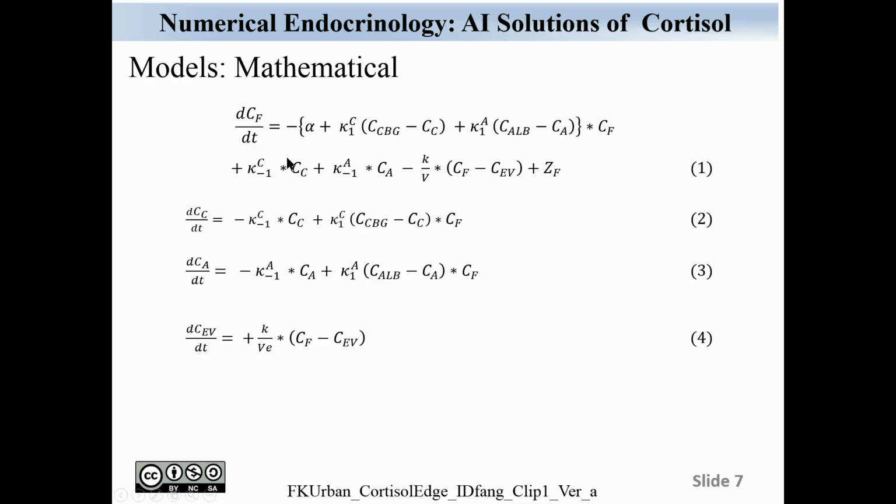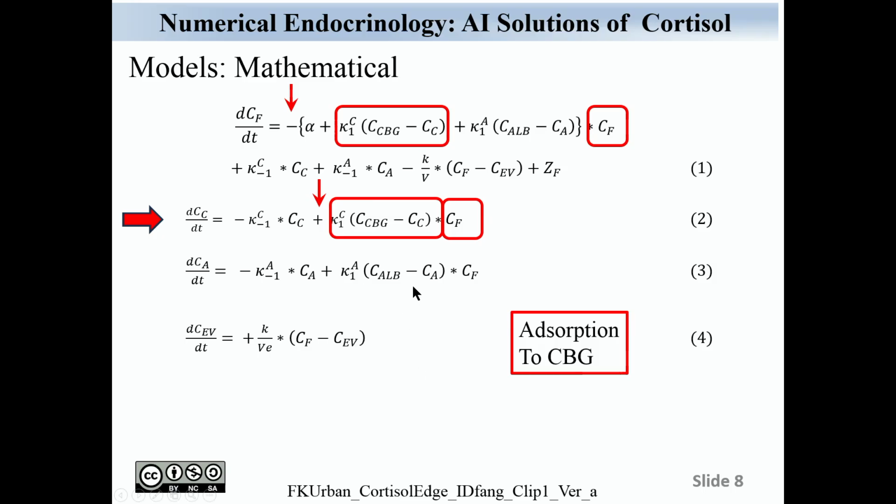Here are the equations, and to look at them just like this is not very informative. But if we pick it apart a little bit, you can see that it's very straightforward concepts underlying these equations. I've circled here the adsorption of cortisol to CBG, and this is the term here, which has to do with adsorption. So this equation has to do with CBG, and it's absorbing in proportion to how many open sites there are, times the concentration of free.